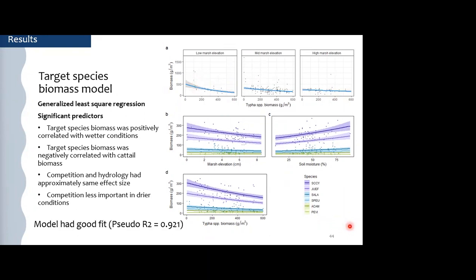And the pseudo R squared was very high for this model, so it does seem to account for many of the important factors in the seedling growth.